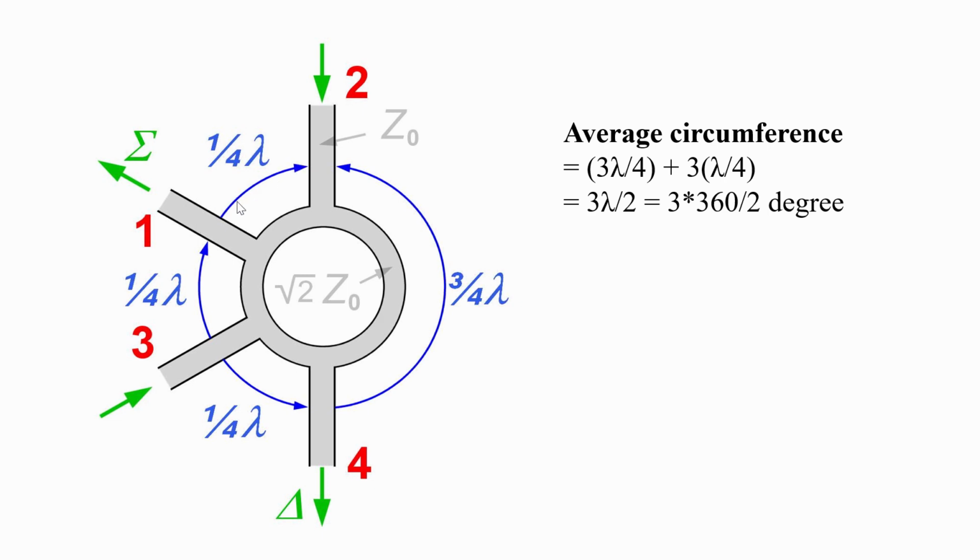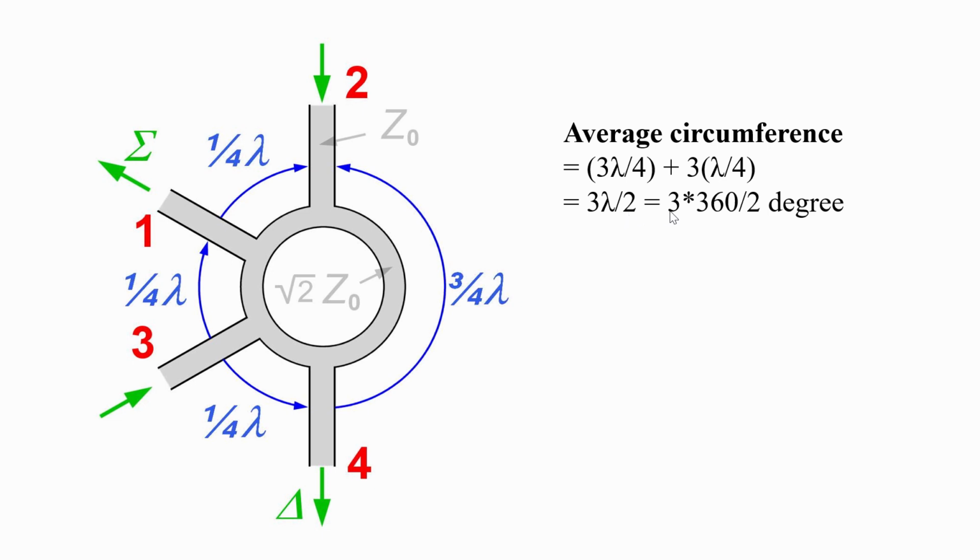So to calculate the circumference of this 180 degree hybrid coupler, we have to see the distance between the ports. So here it is lambda by 4, lambda by 4 and lambda by 4. So this total will be 3 lambda by 4 in one side and the other side is also 3 lambda by 4. So the total circumference will be equal to 3 lambda by 4 plus 3 lambda by 4, which is equal to 3 lambda by 2.